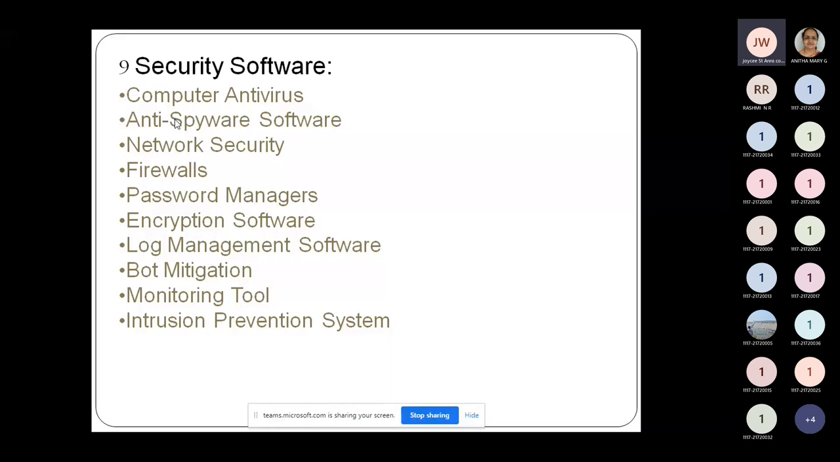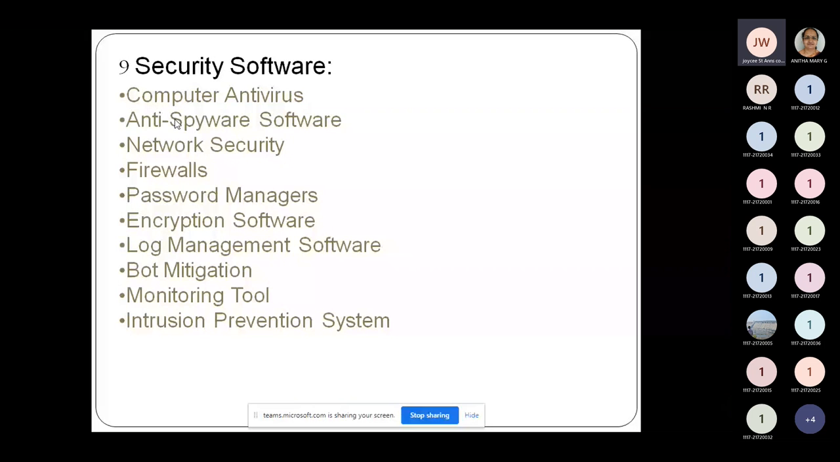Log management software is a tool that helps you process the computer system's entire log data cycle, to transmit and analyze the data. Next, bot mitigation. Bots are automated hackers. They plant fake or malicious spam posts and links on your website. Bot mitigation helps us monitor all unauthorized activities and prevent them, to overcome the threats.